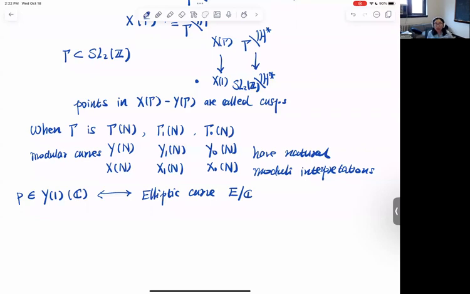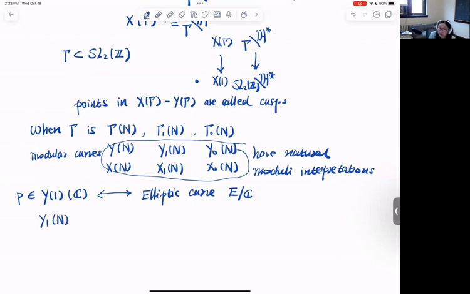Right? It's a one-to-one bijection to an isomorphism class of elliptic curves defined over C. And these modular curves also have natural modular interpretations. Let me do Y0 and Y1 as examples. So let's first do Y1.